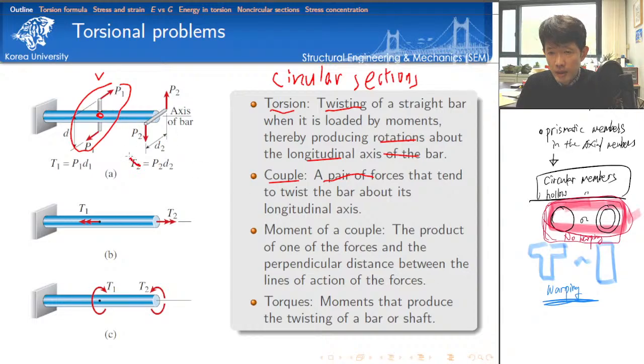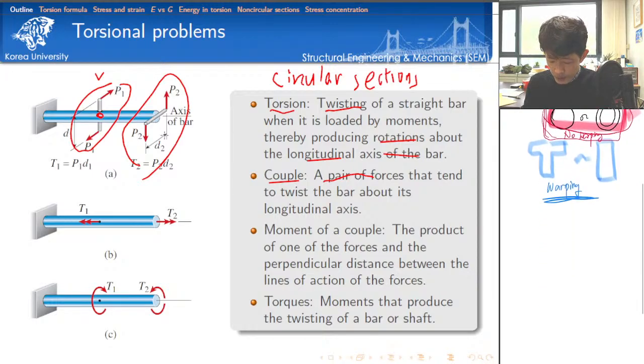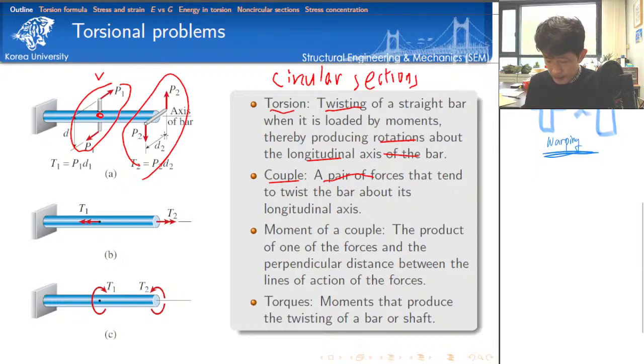And then how about this? If you look at this one too, the sum of forces in the vertical direction is equal to 0, but it introduces a torsional moment. And then how do we represent the torsional moment? We can represent torsional moments by using the vector concept.